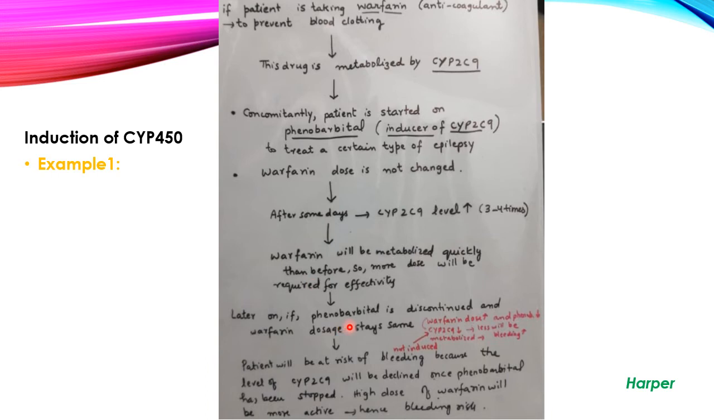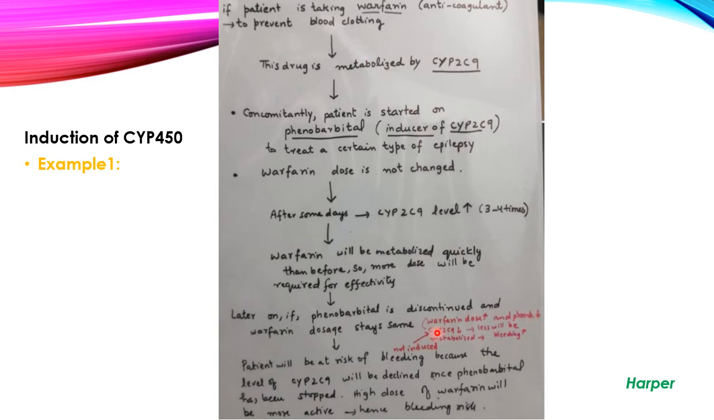Okay, so now phenobarbital has been discontinued, but the warfarin dose has been increased, as we have seen that a higher dose of warfarin is required. Now what will be the effect on CYP2C9 levels? The CYP2C9 levels would be low. Why? Because they are no longer induced by phenobarbital, as phenobarbital has been discontinued.